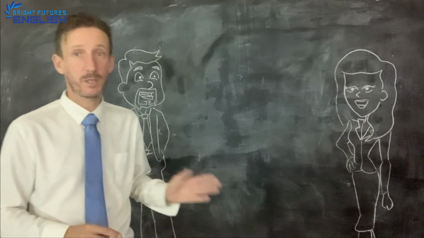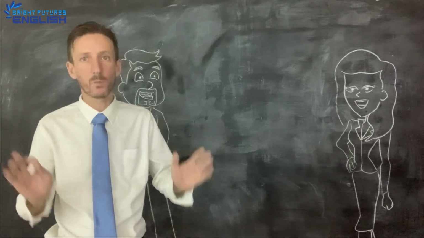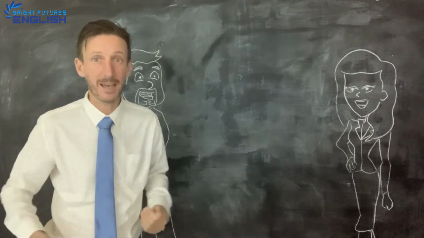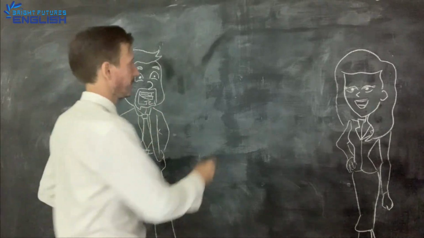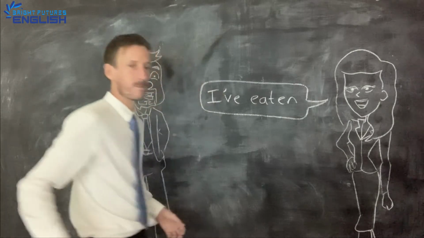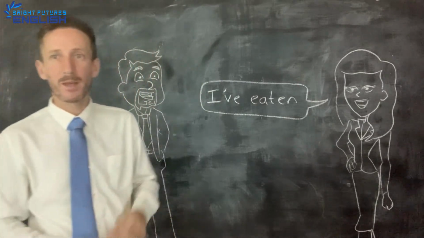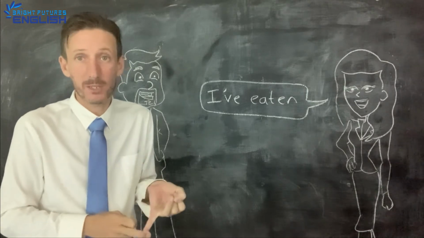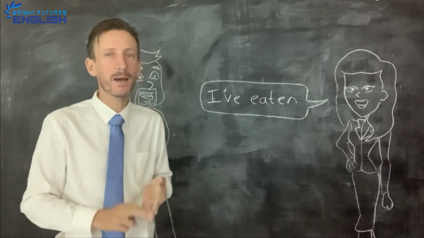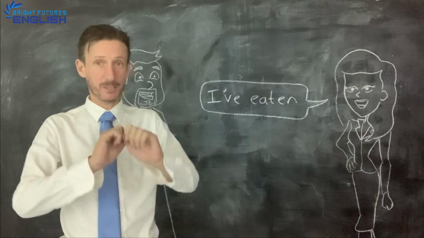Jenny ate her lunch early. She does not want to go with Mike and eat lunch again. So she answers with the present perfect, I've eaten. It doesn't matter when she had her lunch, it doesn't matter what she ate or who she ate it with or where. What's important is the action is complete.